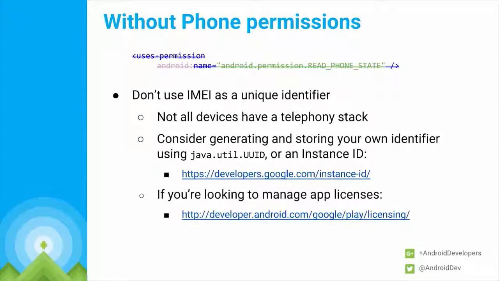Another alternative is the instance ID that's provided through Google Play Services. And that's also useful. It provides a unique identifier that you would use if you're integrating with Google Cloud Messaging, for example. Second of all, if you're looking for that unique identifier for managing app licenses, there's also a solution in Play. The Play licensing server is another alternative to look at there. So the takeaway is, please don't use IMEI because it's not really as useful as you think it is.